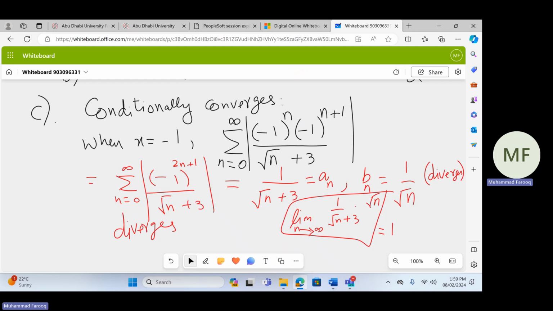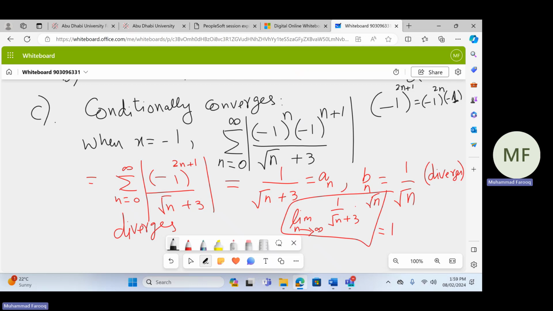Okay, I think it's better I use that thing which I will use next. This is -1 raised to power 2n plus 1. Okay. Can I break this 2n plus 1 like that? Yes or no?